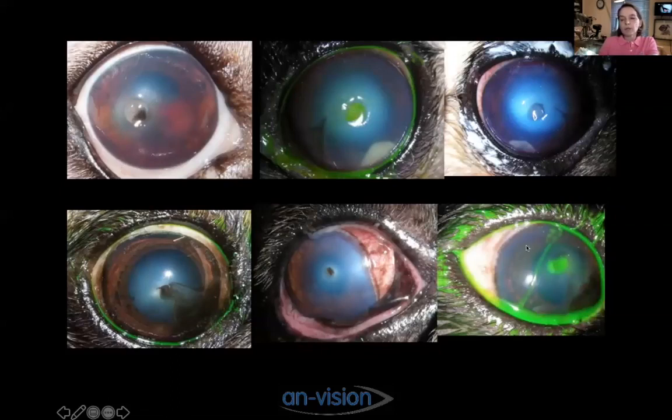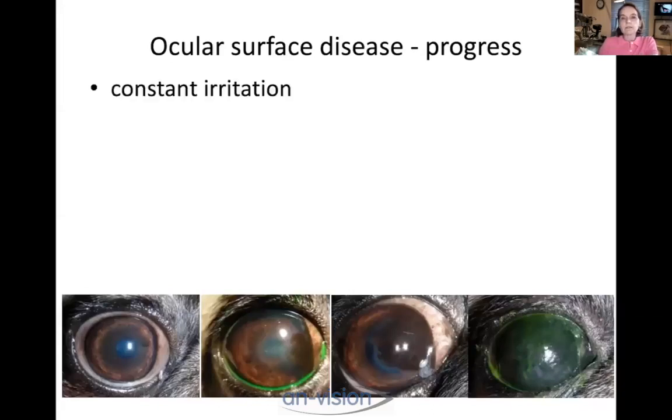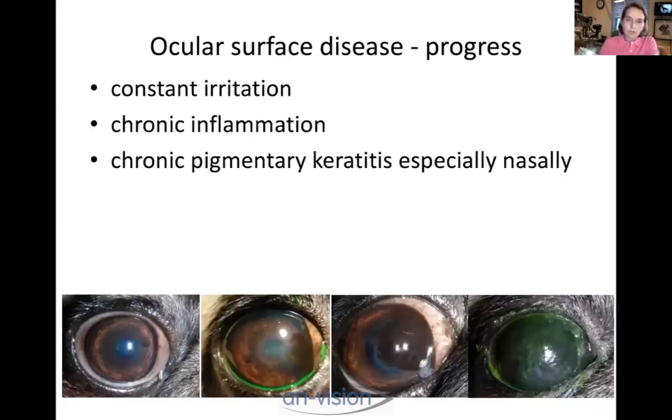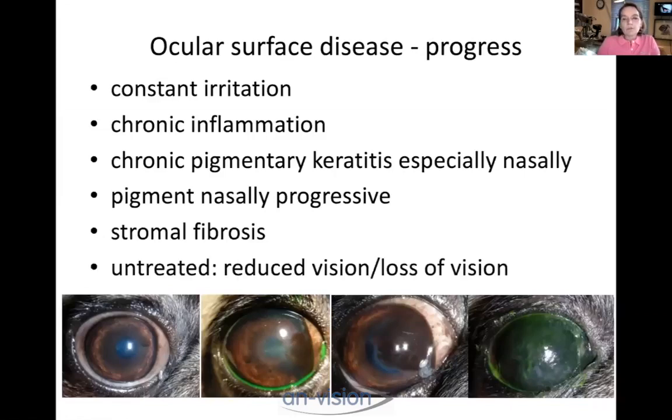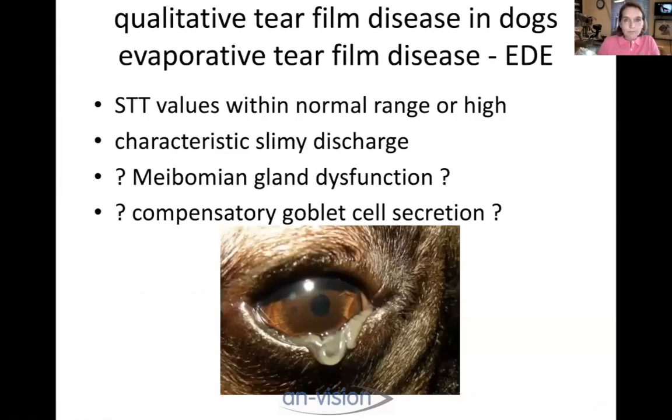How can we prevent those ahead of time and look at the ocular surface before the disease progresses? The constant irritation is there, chronic inflammation is there. In dogs, all dogs will have chronic pigmentary keratitis, not only pugs, but also with any other chronic inflammatory corneal disease. And we have stromal fibrosis, and we have reduction of vision or loss of vision in the end.